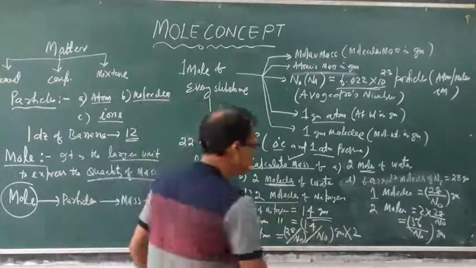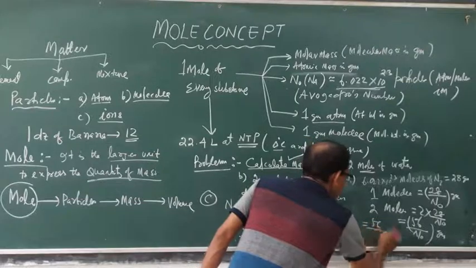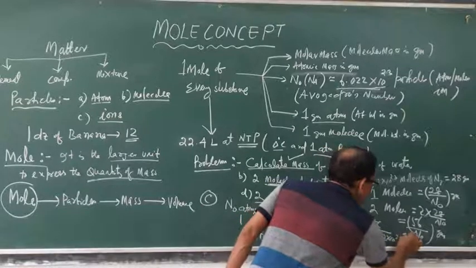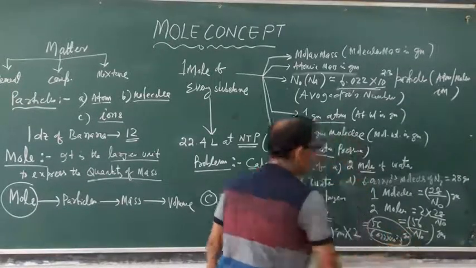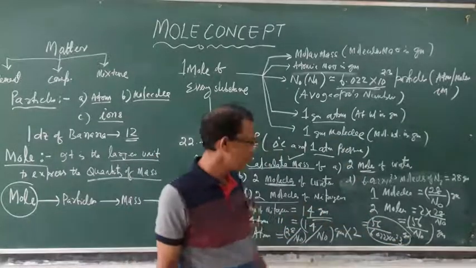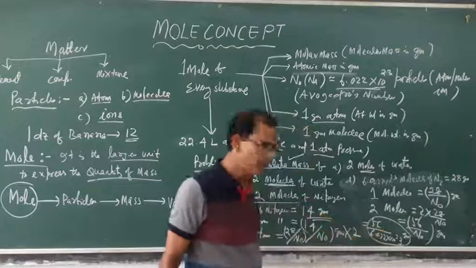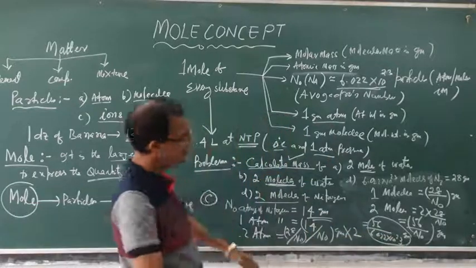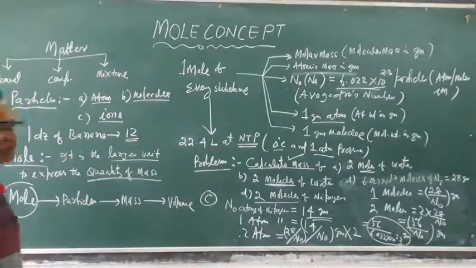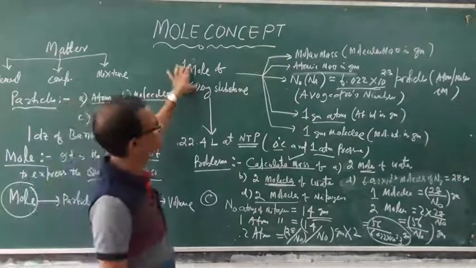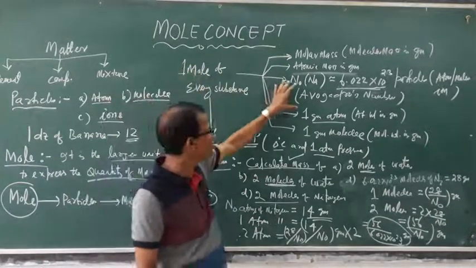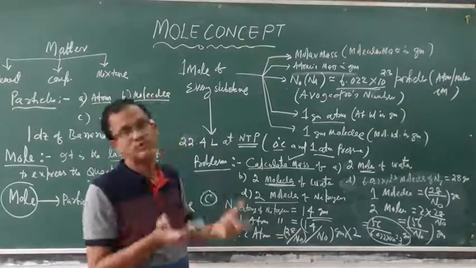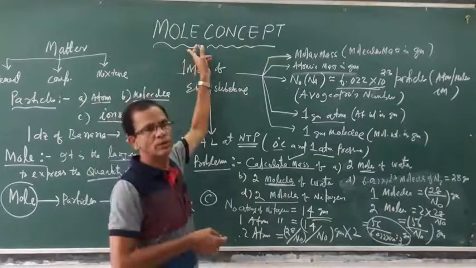56 by N0 gram, you can write as 56 by 6.02 into 10 to the power 23 gram. You can also write in number form 56 by N0 gram, where the value of N0 is 6.02 into 10 to the power 23. So like this, different types of problems can be solved using the formula of the mole concept. In the next class, we will work out some different types of problems related to the mole concept. Okay? Thank you.